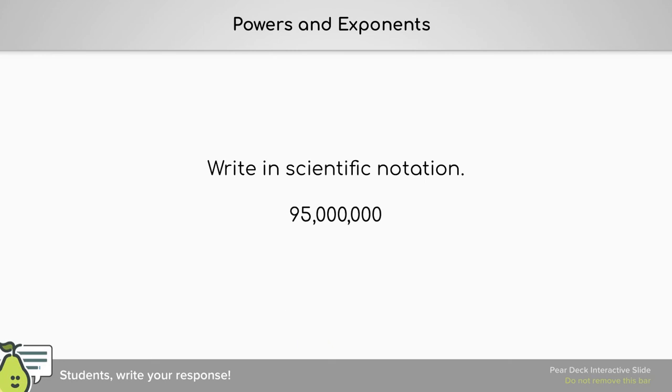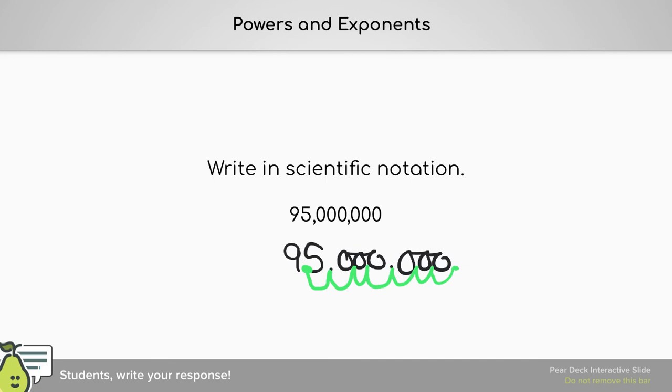Please try this next example. Let's write 95 million in scientific notation. Okay. 3, 1, 2, 3. All right, so here we can see we have a very large number. So let's put the decimal after the ones place. And let's move the decimal to the left. 1, 2, 3, 4, 5, 6, 7 places.